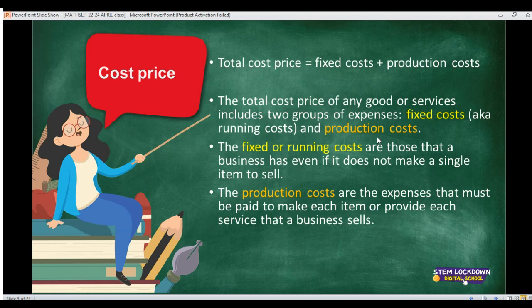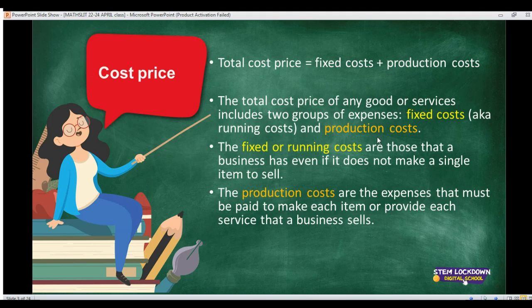And then production costs. These are the expenses that must be paid to make each item or provide each service that a business sells. Back to this example of the businesses that are shut down during the lockdown, they are not having any production costs right now because they are not producing anything at the moment. The only thing they're paying for are the fixed costs or the running costs of that business. So for things like bakeries, they're not spending any money on flour or milk or anything because they're not baking any goods right now. So that is the difference.